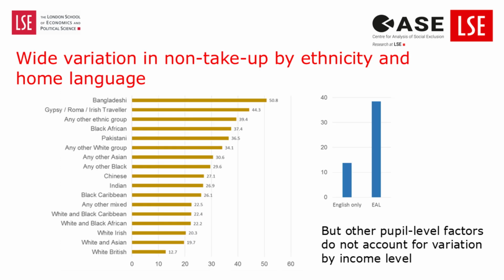And we also find vast differences by ethnicity. So among Bangladeshi children, nearly half don't attend from the beginning of their entitlement, and this drops to about 13% among white British children. There's also, partially corresponding to this, a big difference according to home language. So among children who only speak English, it's about 13% who attend from the beginning of their entitlement. Among children who have English as an additional language, this rises to nearly 40%.